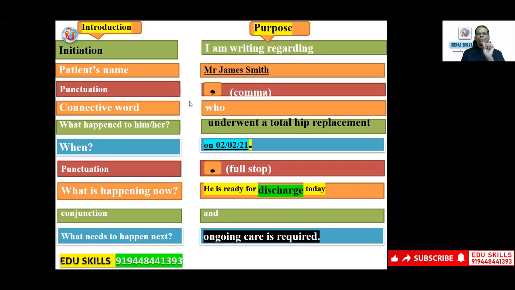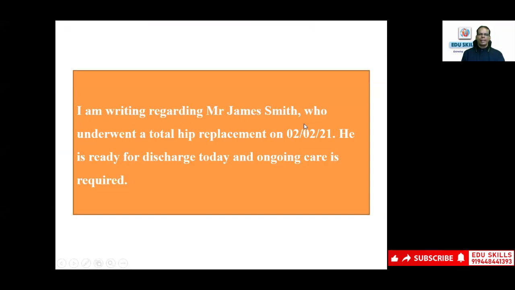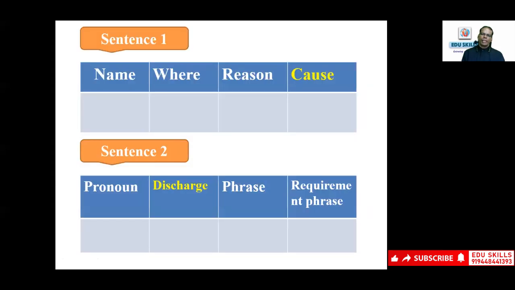As beautiful as that, to write an introductory paragraph. Such a two-sentence or one-sentence introductory paragraph. Hope that is clear. So this is the sentence: I am writing regarding Mr. James Smith, comma, who underwent a total hip replacement on 2nd February 21. He is ready for discharge today and ongoing care is required. A beautiful purpose statement, introductory paragraph. One more template I am giving you, if you don't feel comfortable with sentence 1, sentence 2. There are four things to be done: name, where, reason, and the cause. I have put cause in a different color because sometimes the cause may not be mentioned in the case notes, in which case you need not write the cause.